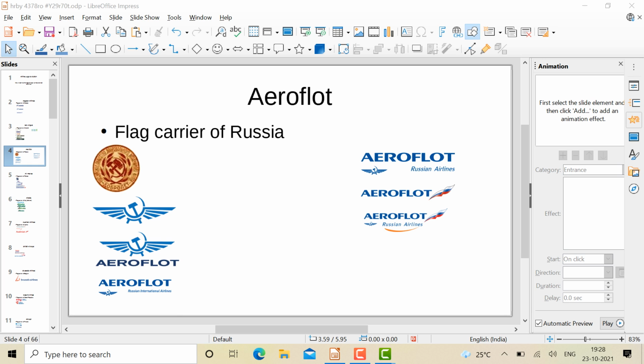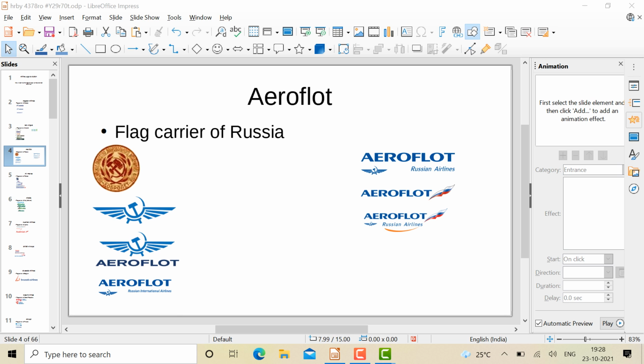After that, the logo was changed to a pretty normal one. As you can see, we have the emblem of the Soviet Union. Next, the name Aeroflot was added below the emblem. Next, after the dissolution of the Soviet Union in 1991, it completely changed.